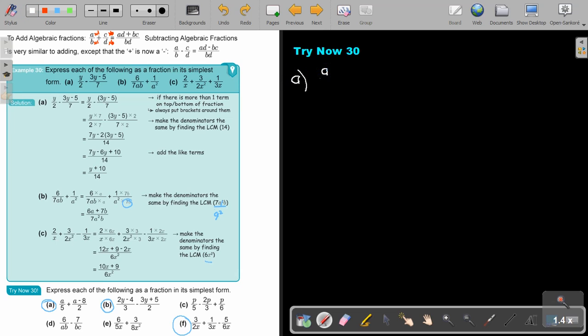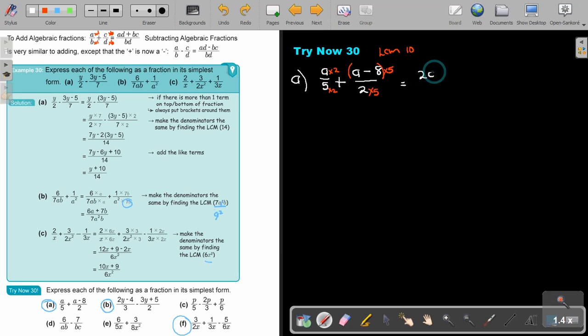So this is going to be a over 5 plus a minus 8 over 2. So what will be my LCM? My LCM will be 10. 10 divided by 5, so I multiply 2, multiply 2. 10 divided by 2, I multiply 5. Always put brackets if there's 2 terms on top or at the bottom. So I multiply 5.